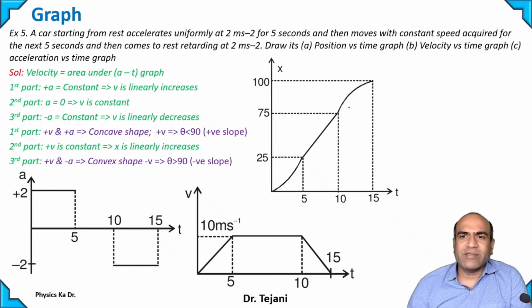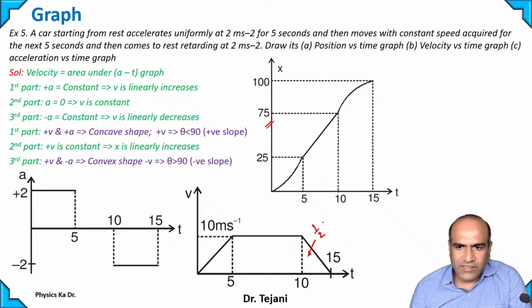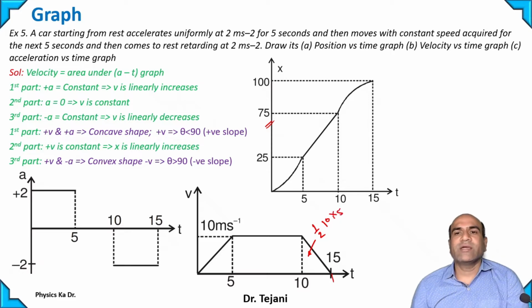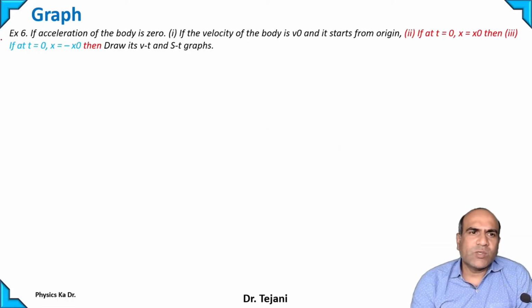It is actually right. And similarly here, if you want the area, 75 plus this area, 1 by 2, height 10, and base 5 multiplied by 5, so 25. 75 plus 25, you get 100, your answer. So let's start example number 6.